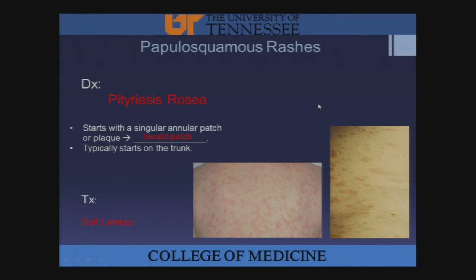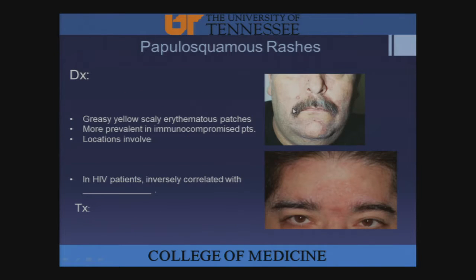Some things they're going to ask you about treatments. Other things they're going to say, we gave topical steroids, nothing happened. Then they're probably referring to a more severe form of the disease. Okay. So these are scaly yellow-red patches. They look like they're greasy.